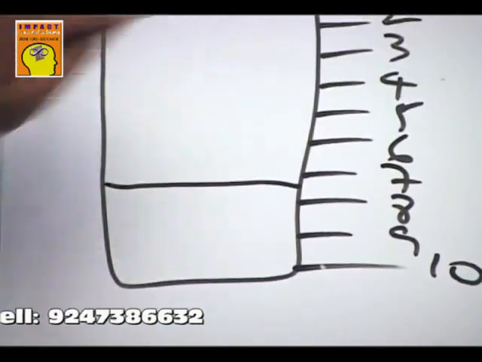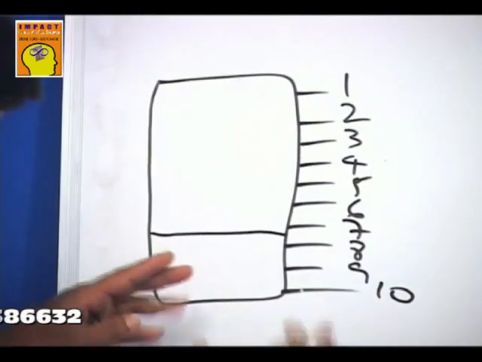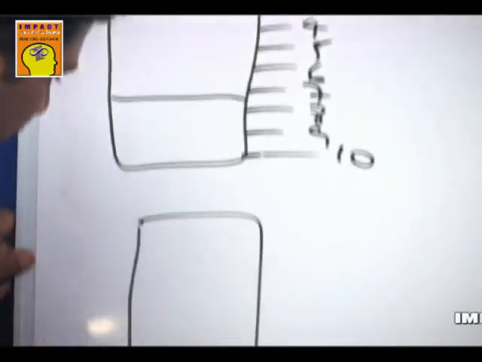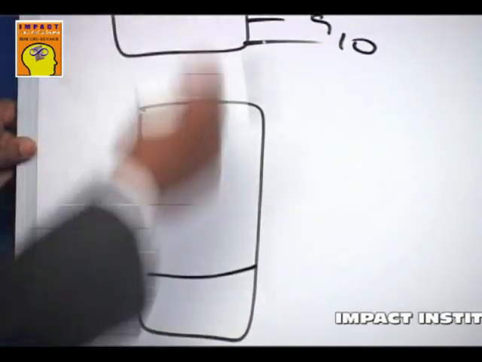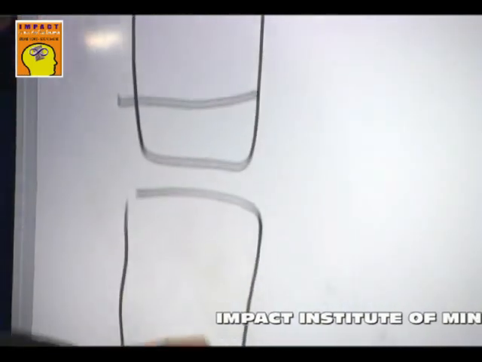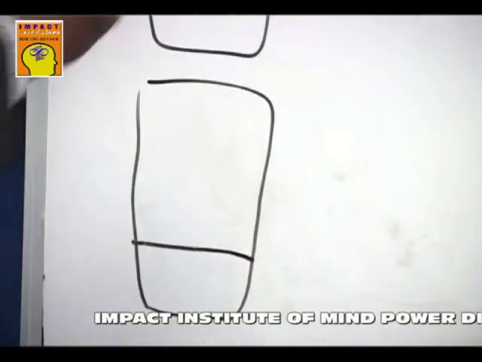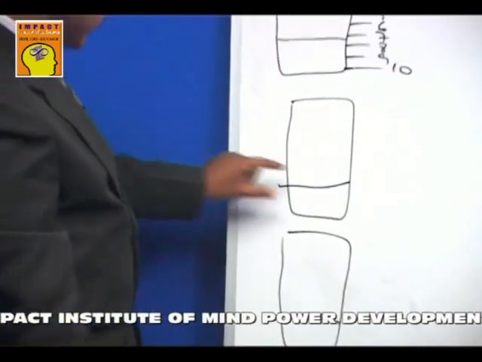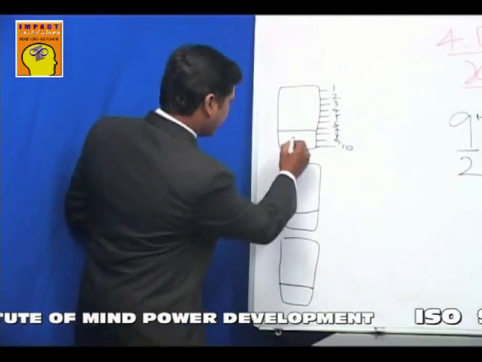The first person takes this part. Now we'll assume again 10 parts. The second person takes the same part, right? This part. The third person takes this part. Now how about the fourth person? Can you see there are some 3 parts left out here? The shared part.